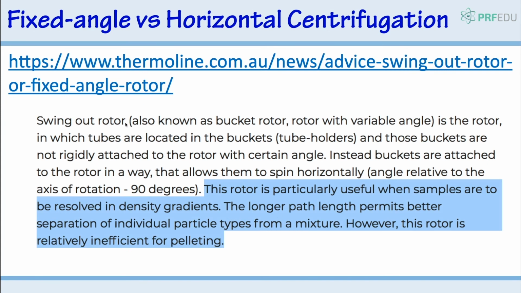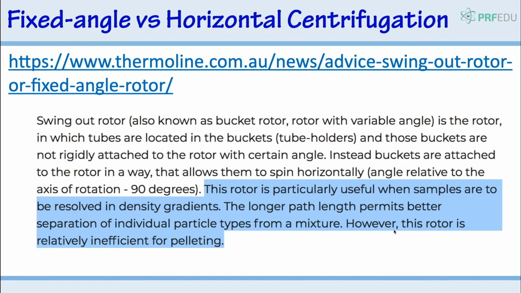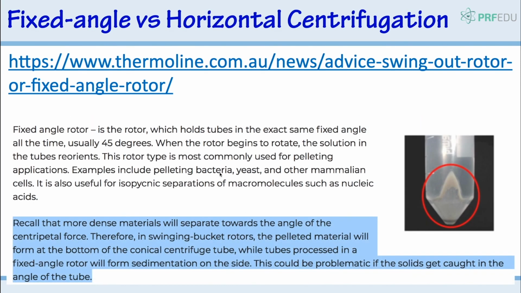Here, swing out rotors, if you go on this one website, this rotor is particularly useful when samples are to be resolved in density gradients. The longer path length permits better separation of individual particle types from a mixture. However, this rotor is relatively inefficient for pelleting. Okay? So again, if you're going to resolve gradients based on density, which we're trying to do, we're separating cells based on their density, it's much more effective here when we go horizontal. It's not effective for pelleting. Pelleting is better achieved with a fixed angle centrifuge.